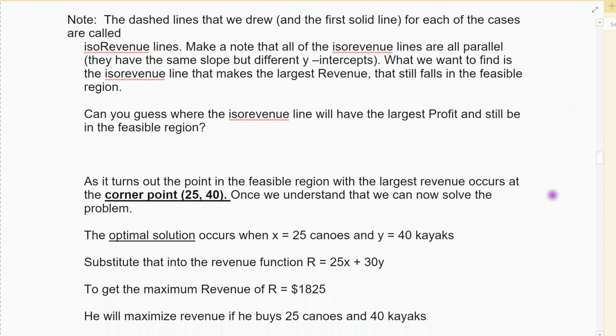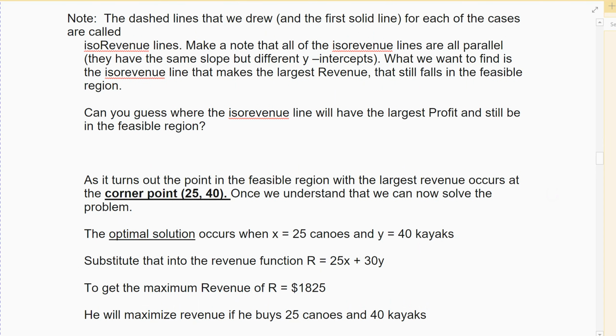And so ISO revenue, what we want to do is find the ISO revenue that makes the largest revenue that still falls within the feasible region, which again is our solution set. Right? And again, based on those lines, can we guess? Well, it's not necessarily easiest to guess.